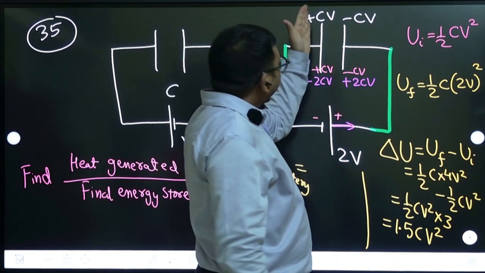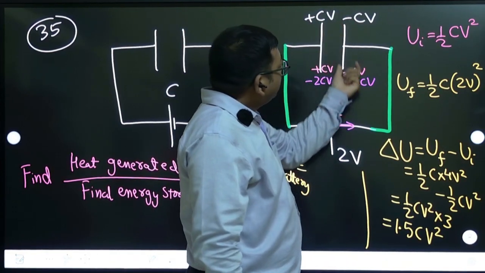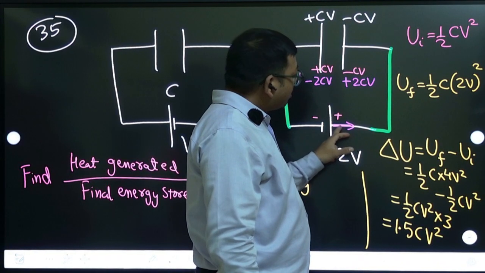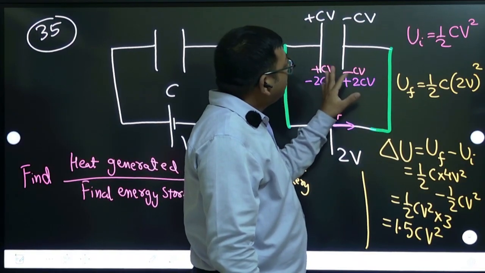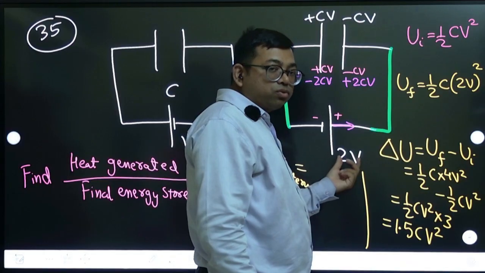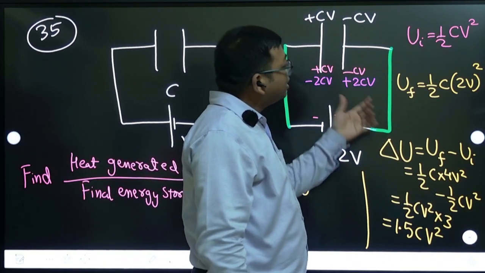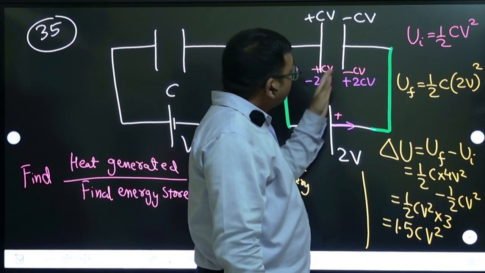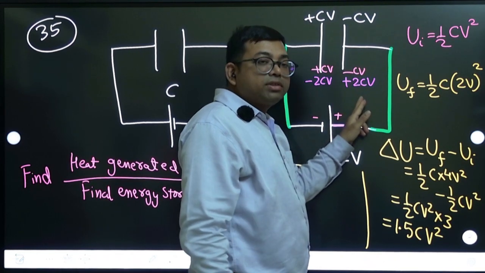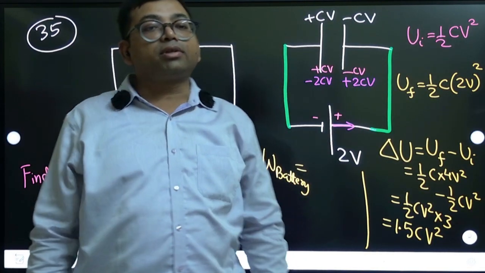See, this positive plate was having plus CV and the negative plate was having minus CV. Now the battery is connected in the opposite manner. So this positive terminal is sending some charge, but finally the charge will be plus 2CV and minus 2CV. Why? Because the battery voltage is 2V. So final charge is C into 2V, that is plus 2CV and minus 2CV. If you see this negative plate, which was initially minus CV, now its charge is plus 2CV. So how much charge has the battery supplied here? Can you calculate?